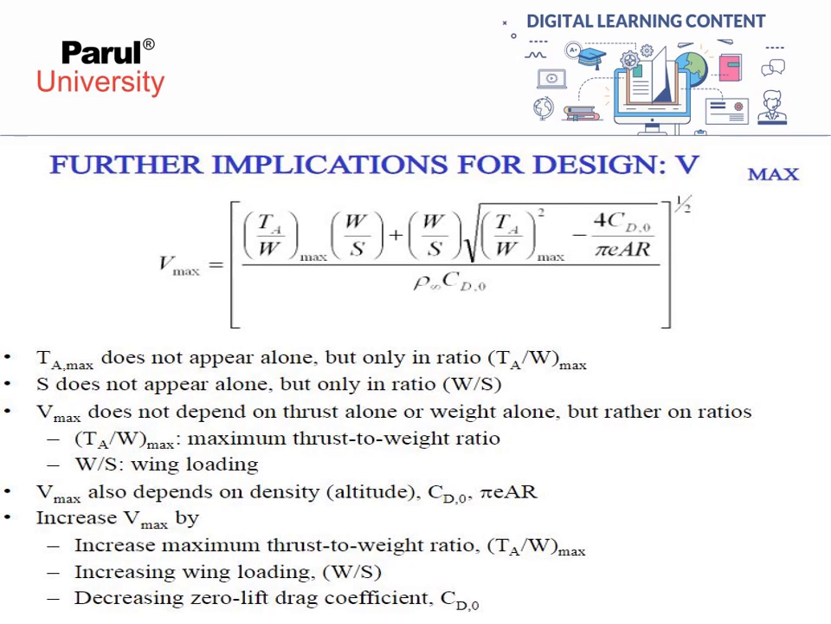And Vmax does not depend on thrust alone or weight alone, but rather on the ratio TA by W max, nothing but the maximum thrust to weight ratio, and W by S, nothing but wing loading. Vmax also depends on density, altitude, CD naught, and pi AR. We can increase Vmax by increasing the maximum thrust to weight ratio TA by W max, increasing wing loading W by S, and decreasing the zero lift drag coefficient CD naught. Okay, we have to go for the next slide.